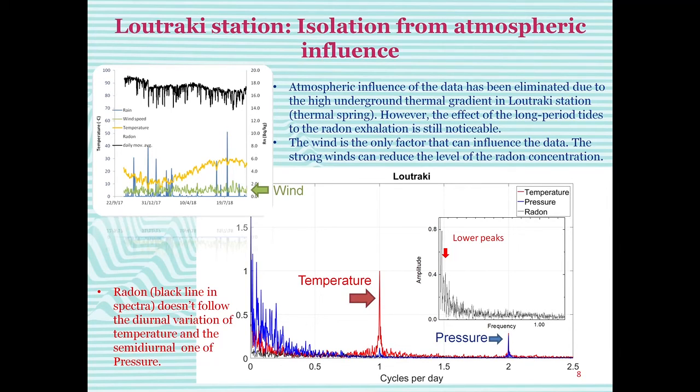Atmospheric influence of the data has been eliminated due to the high underground thermal gradient in Lutraki station. However, the effect of the long-period tides to the radon exhalation is still noticeable. The wind is the only factor that can influence the data. The strong winds can reduce the level of the radon concentration. As we can see in the spectrum diagram below, the radon, shown by the black line, doesn't follow the diurnal variation of the temperature and the semi-diurnal one of the pressure.